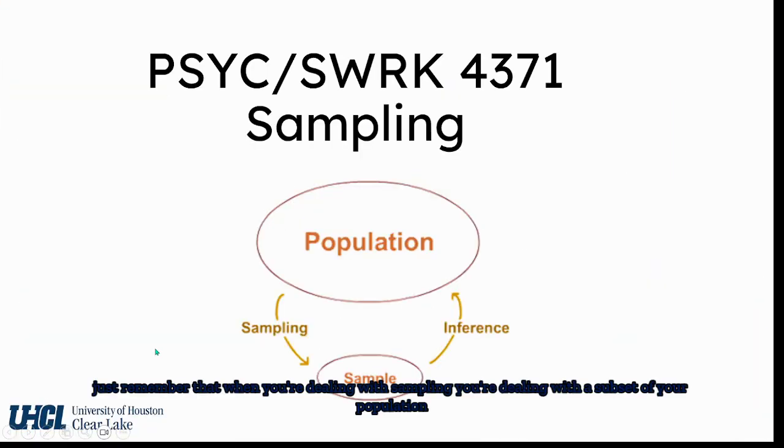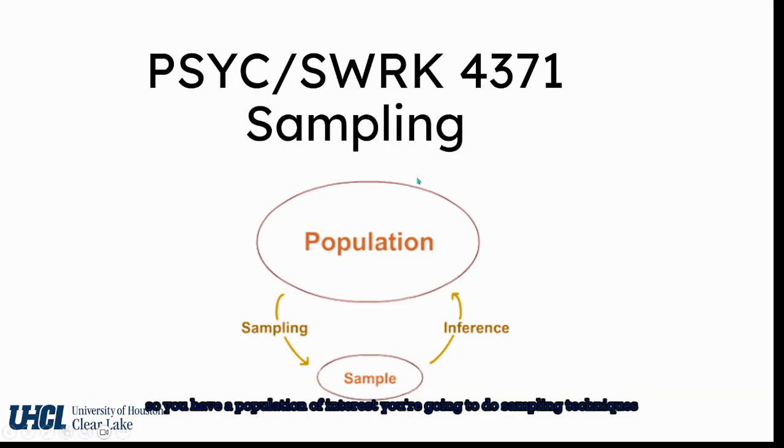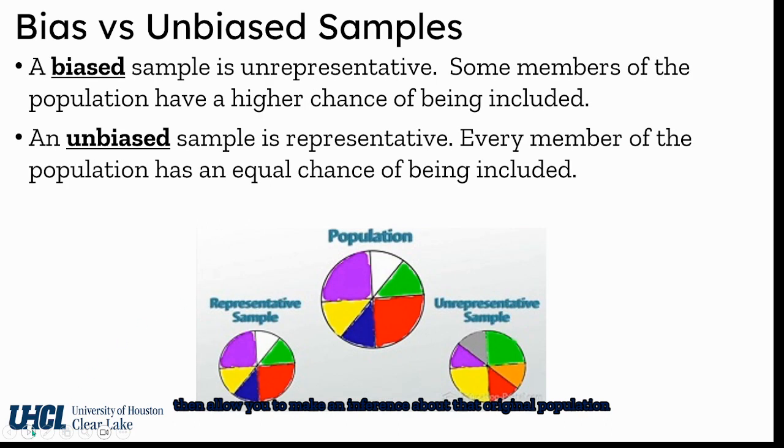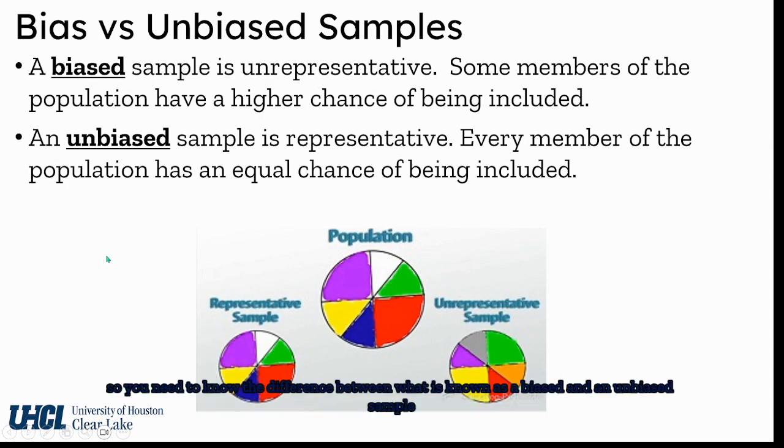Just remember that when you're dealing with sampling, you're dealing with a subset of your population. So you have a population of interest, you're going to do sampling techniques that produce a sample that are going to then allow you to make an inference about that original population. So you need to know the difference between what is known as a biased and an unbiased sample.